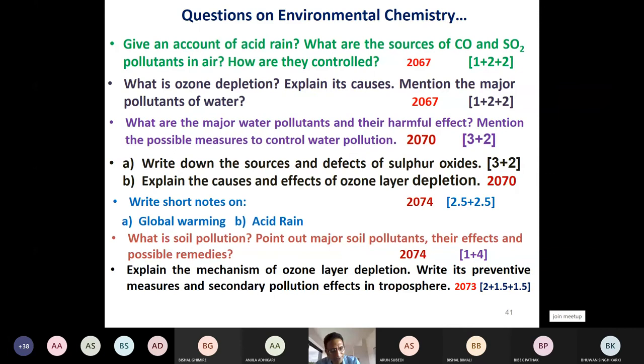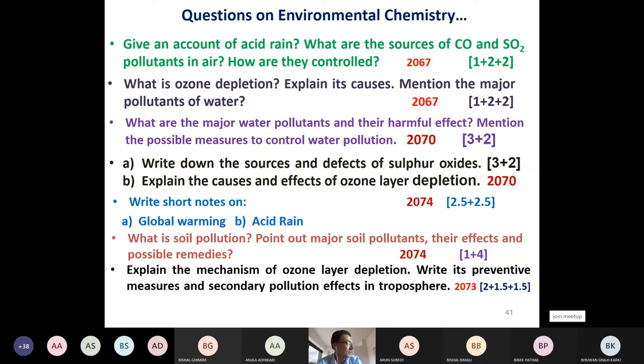Then how is it formed? If the air contains nitrogen dioxide, then sunlight decomposes nitrogen dioxide into nitric oxide and oxygen. The oxygen reacts with oxygen in the atmosphere, forming ozone. In this way, if the air contains nitrogen dioxide, we will get ozone in the Earth's atmosphere. That is very dangerous.